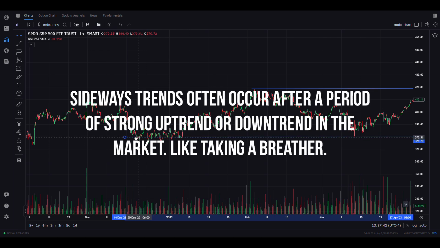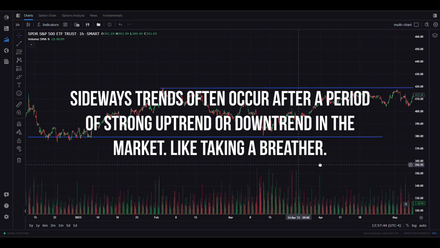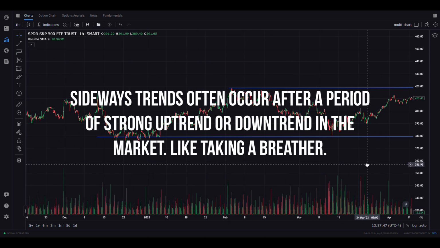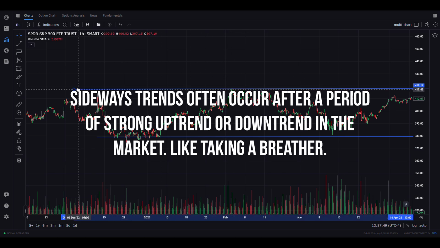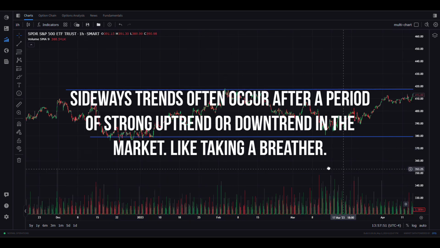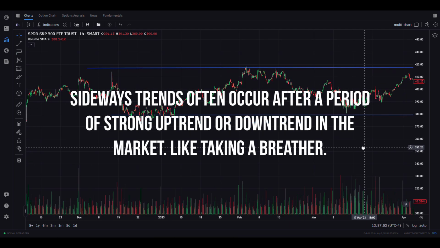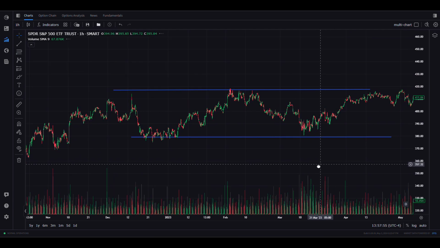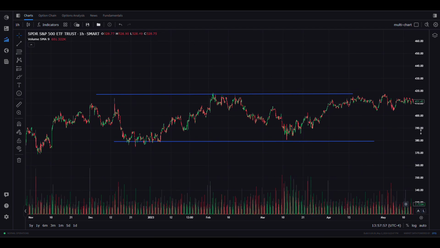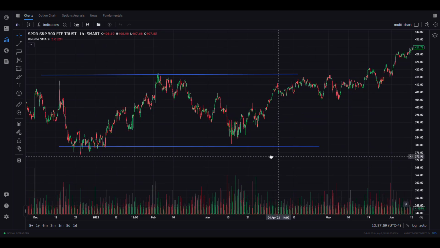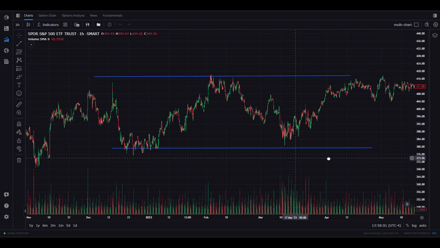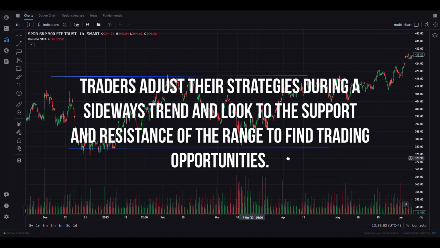Sideways trends often occur after a period of strong uptrend or downtrend when the market takes a breather after a long run. It's like the calm before the storm or a pit stop during a race. While sideways trends may not offer the same opportunities for big profits as strong trends, they present their own set of trading opportunities. Traders can look for shorter-term patterns within the range, such as support and resistance levels, to identify potential buying and selling opportunities.